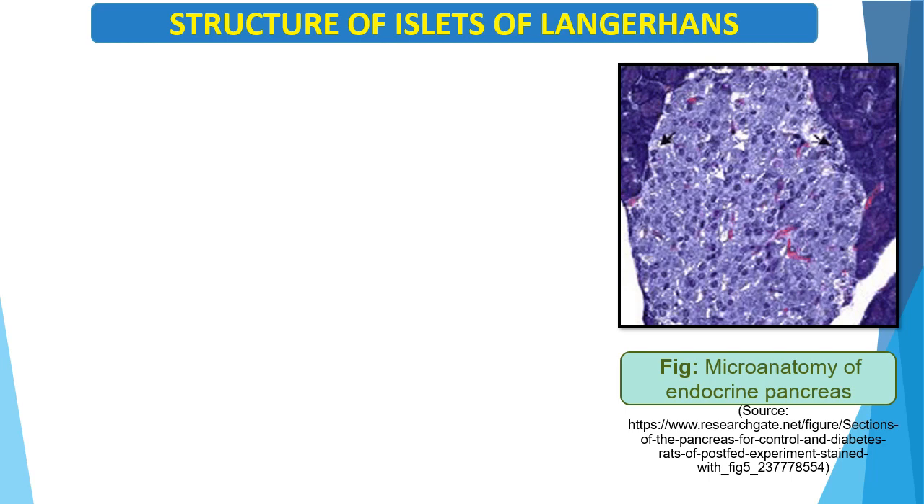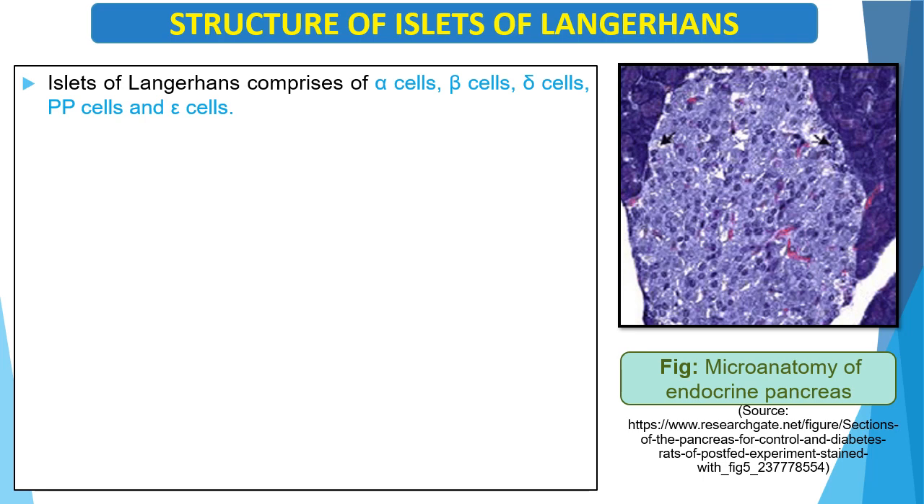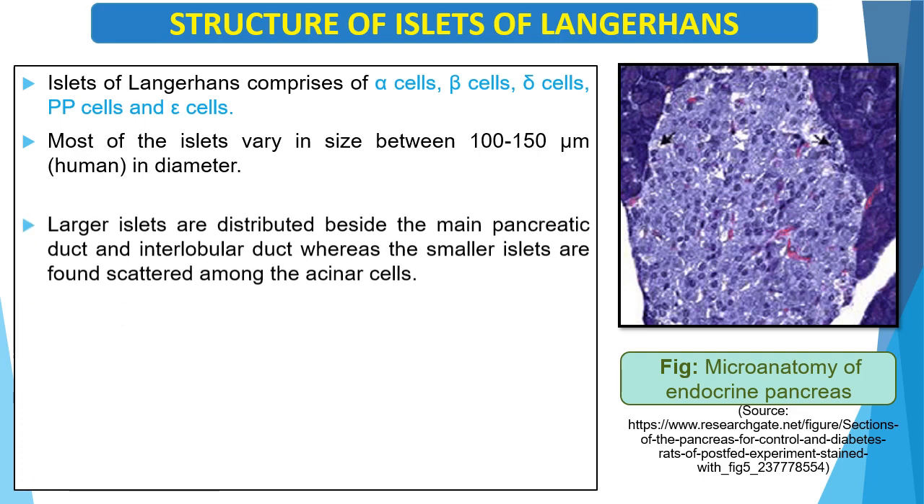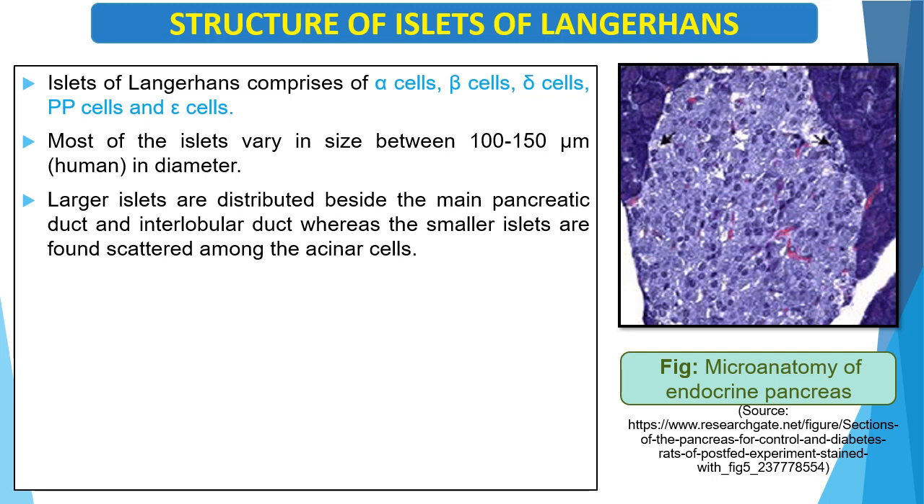Next comes structure of islets of Langerhans. Islets of Langerhans mainly comprise alpha cells, beta cells, delta cells, PP cells, and epsilon cells. Most of the islets vary in size between 100 to 150 micrometers in diameter in humans. Larger islets are distributed beside the main pancreatic duct and interlobular duct, whereas the smaller islets are found scattered among the acinar cells of exocrine pancreas.